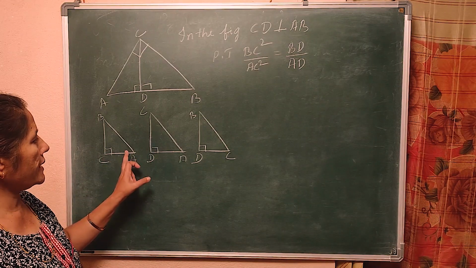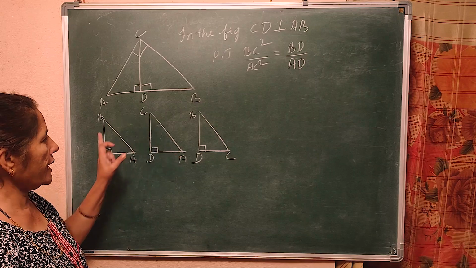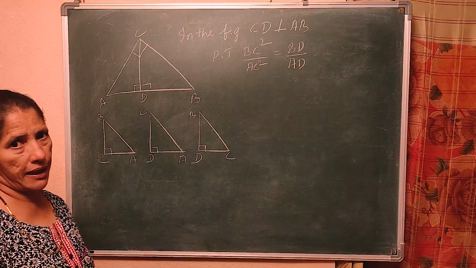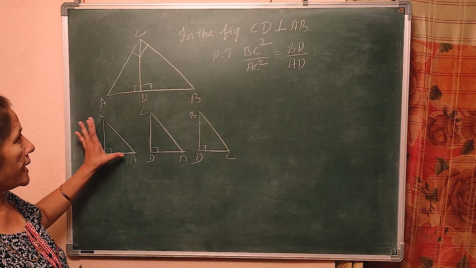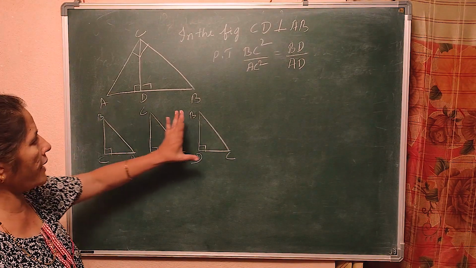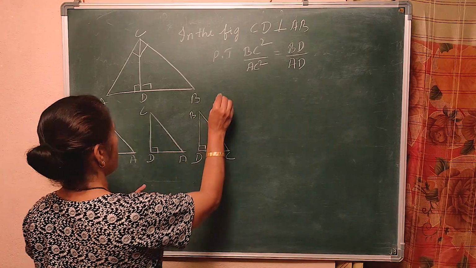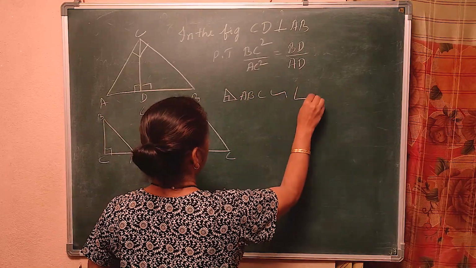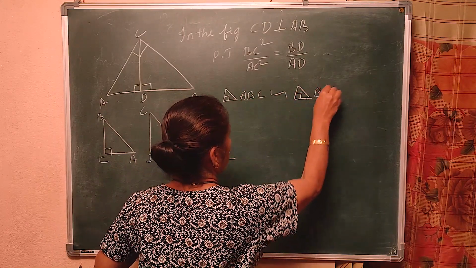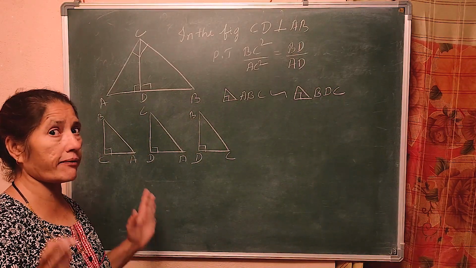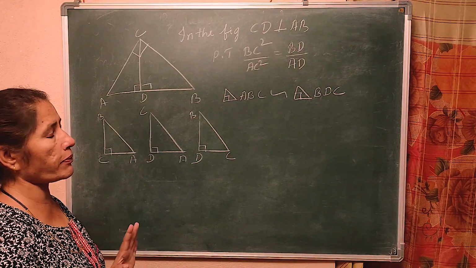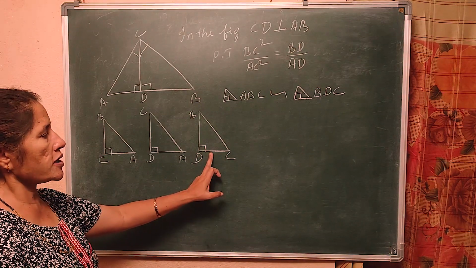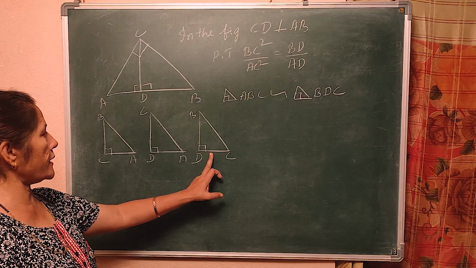This is 90, this is common, this is the remaining. In this and this one, this is 90, this is common and this is the remaining, right? Now, I want BC square. BC and BC comes here. So I write down right angle triangle ABC is similar to right angle triangle BDC. If you study like this, the whole Pythagoras theorem will be very easy, and this type of problems you can solve very easily.